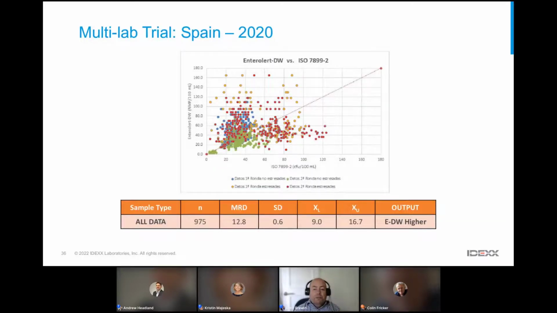These are the data that were produced by the reporter from AEAS. And looking at this particular scatter plot, you can see that the Enterolert DW method and the reference method ISO 7899-2 were not equivalent. The Enterolert DW method was more sensitive. And based upon these findings, Enterolert DW has been written into the Royal Decree in Spain and is expected to be accepted in Spain as an alternative methodology.